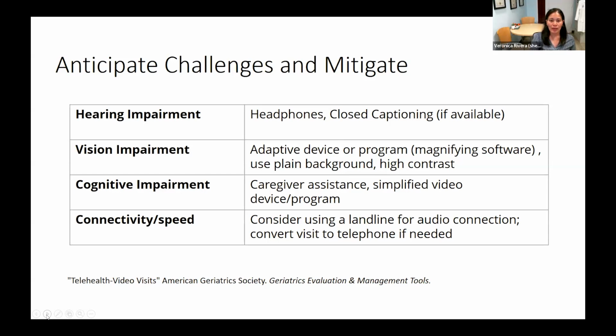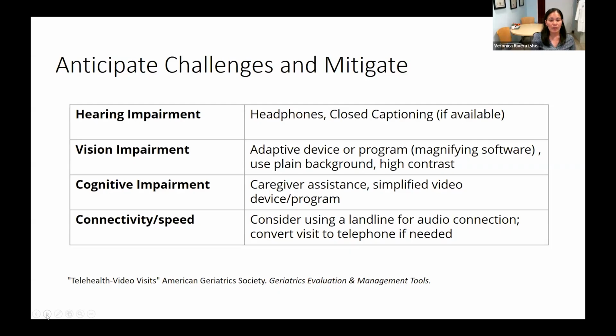Also thinking about the platform that you're using. Does it have closed captioning available and turned on? So if you have Zoom, for example, integrated into your EMR, or you're using another approved HIPAA compliant platform, knowing if there's closed captioning available. For vision impairment, thinking about an adaptive device or program, so like a magnifying software. And then as the clinician, making sure you're using a plain background that has high contrast.